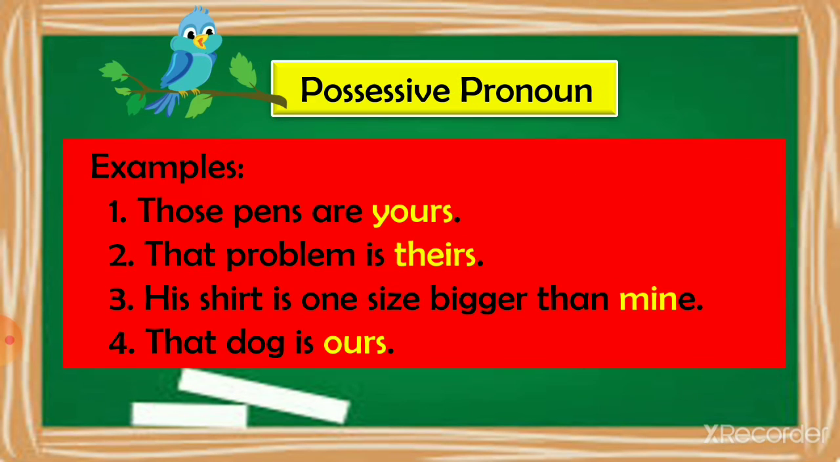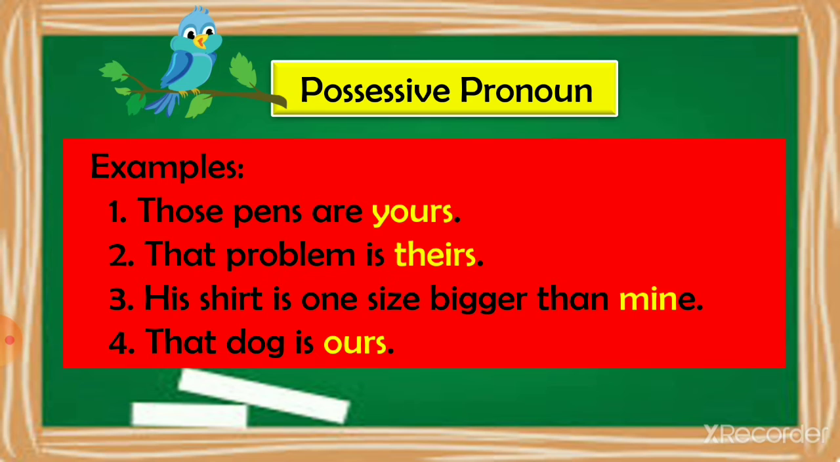Let us see examples. Those pens are yours, right? So here ownership is shown on the pens, right? Those pens are yours. That means those pens belong to you. That problem is theirs. That means that problem belongs to them. His shirt is one size bigger than mine, right? So, mine is the example of a possessive pronoun. That dog is yours.